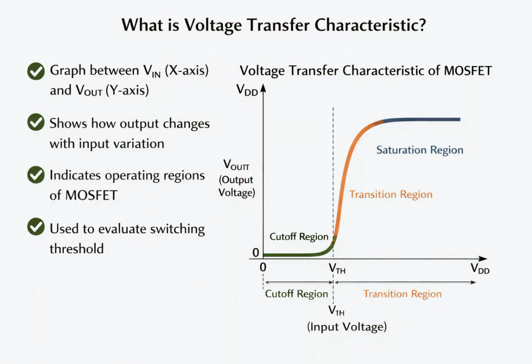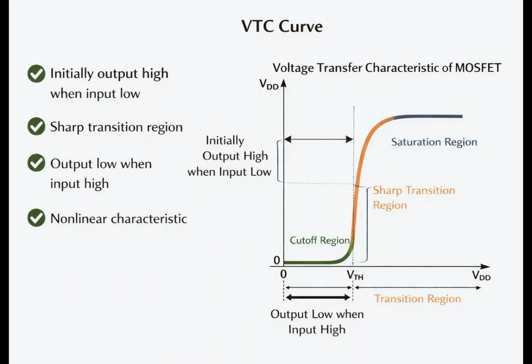What is voltage transfer characteristic? The voltage transfer characteristic is a graph plotted between input voltage on the horizontal axis and output voltage on the vertical axis. As the input voltage changes gradually, the output voltage responds according to MOSFET operation. This curve helps identify different operating regions of the transistor and allows engineers to evaluate switching threshold and circuit performance.